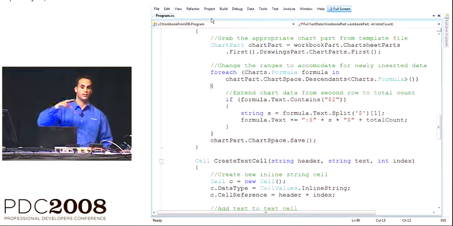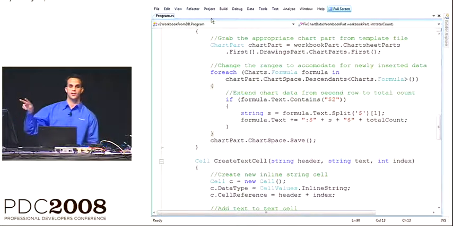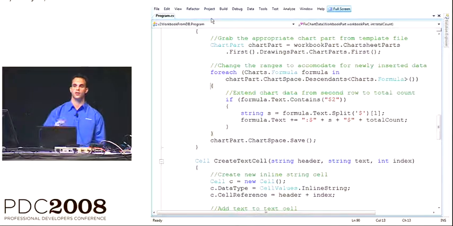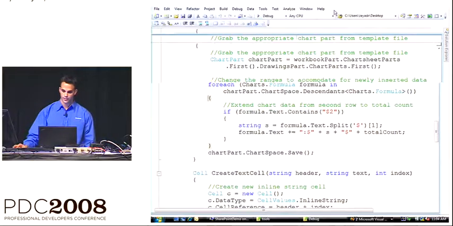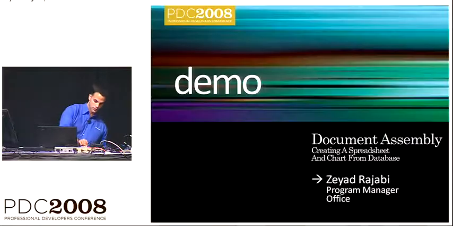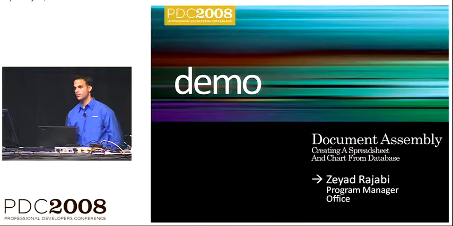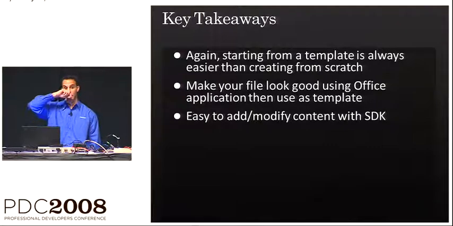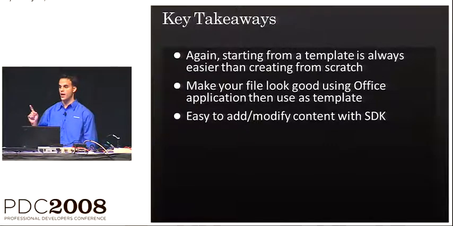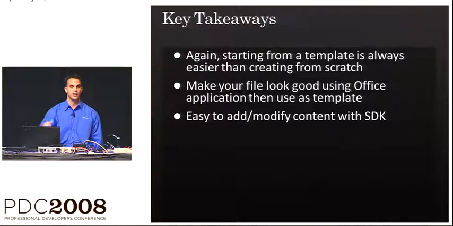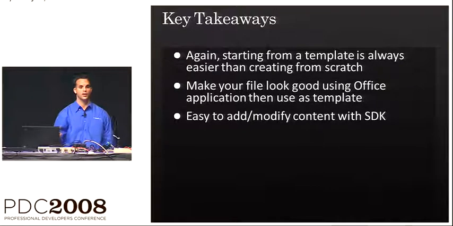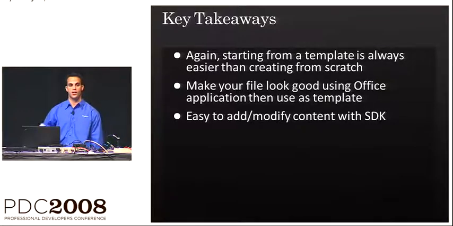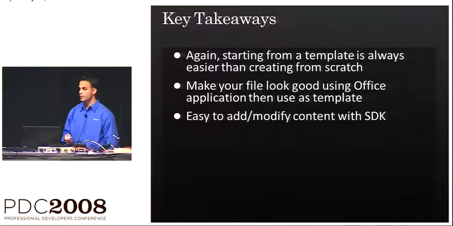So I've done two things in this case. I've added the rows to my first sheet, and then I've extended the chart to the range of the data for my first sheet. All right. So from this case, it's always easier to start from a template. So I've started from a template and created it within Excel. And I've used the SDK to easily get access to each of the different parts and add content to my document. And this is all using the SDK without even touching the Excel object model as well.